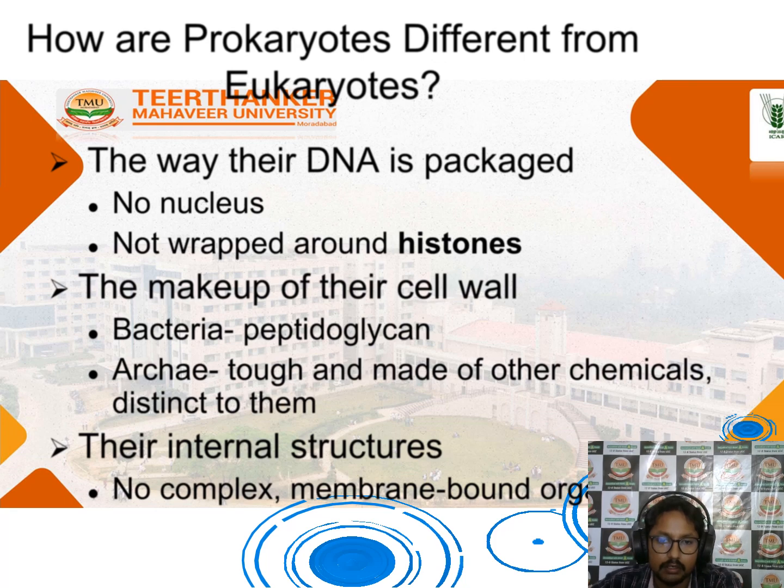In bacteria, we will see the cell wall is made up of peptidoglycan, whereas in archaebacteria it is made up of polysaccharides, and in eukaryotes like fungi, it is made up of chitin, etc. So mostly in prokaryotes, there is no true nucleus, and they are also not wrapped around with histones.